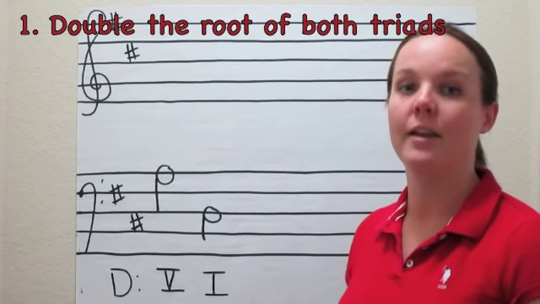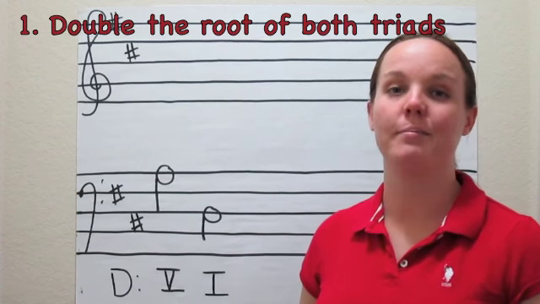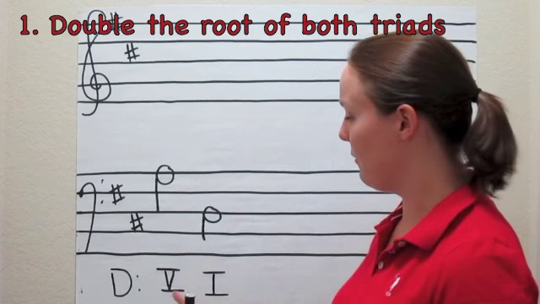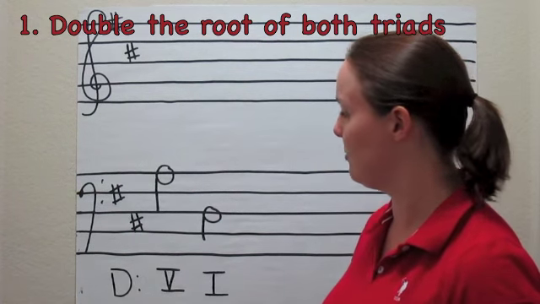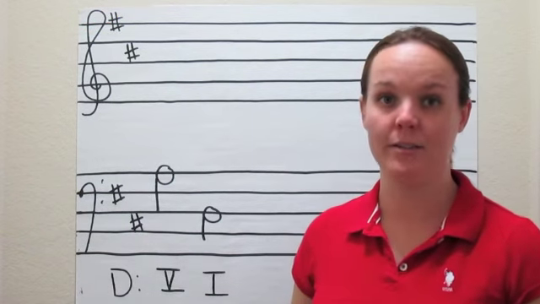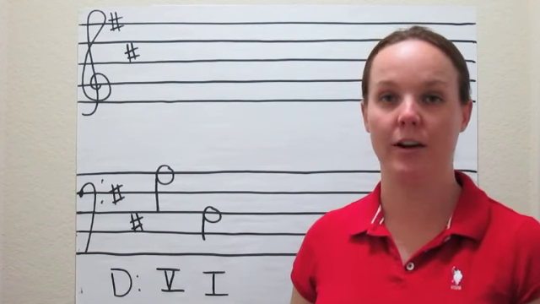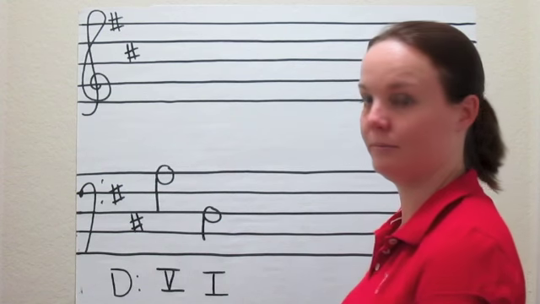Now, when we come across this situation in part writing, you have 3 different rules you have to follow. Number 1, you have to make sure that the root of your triad is doubled in both chords. So our first chord is A, C sharp, and E, so we have to make sure that we use A twice. I'm going to go ahead and part write the first chord.